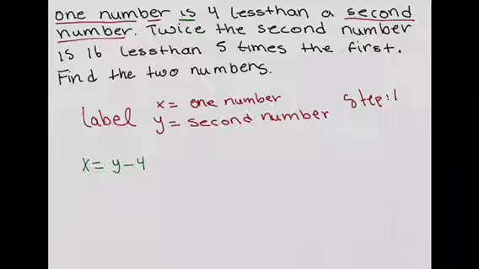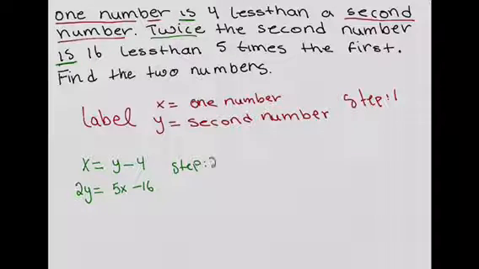Then I'm going to write my second equation. It says twice the second number. The word twice means 2 times. So 2 times y equals, because is means equals, 16 less than 5 times the first. The first number is x. So 5 times the first minus 16. And these are my two equations. This is my systems of equations. And setting up the equations was my step 2.